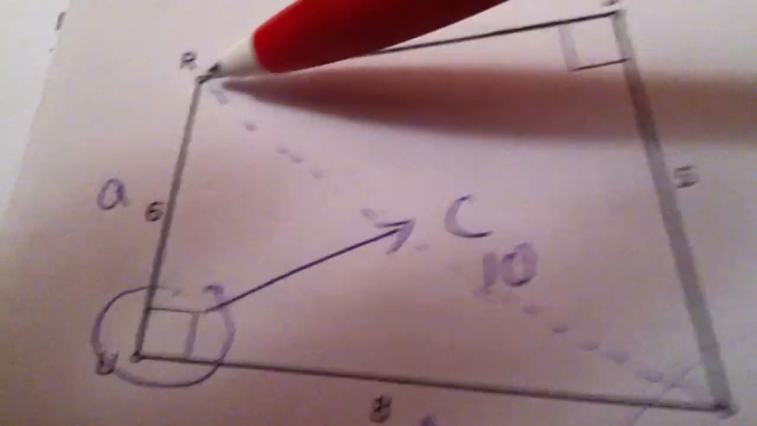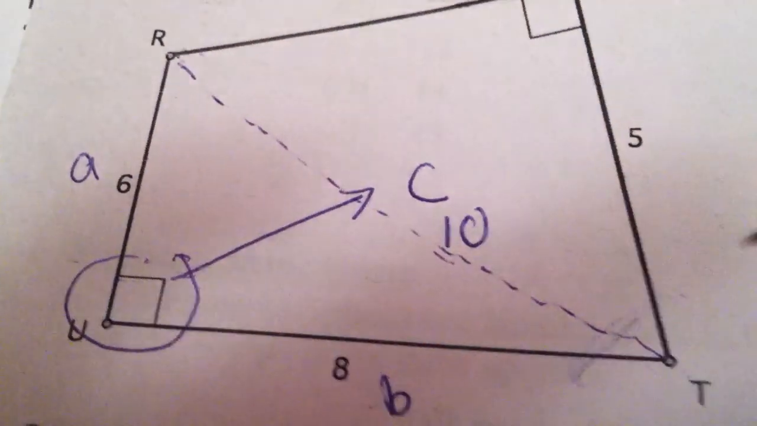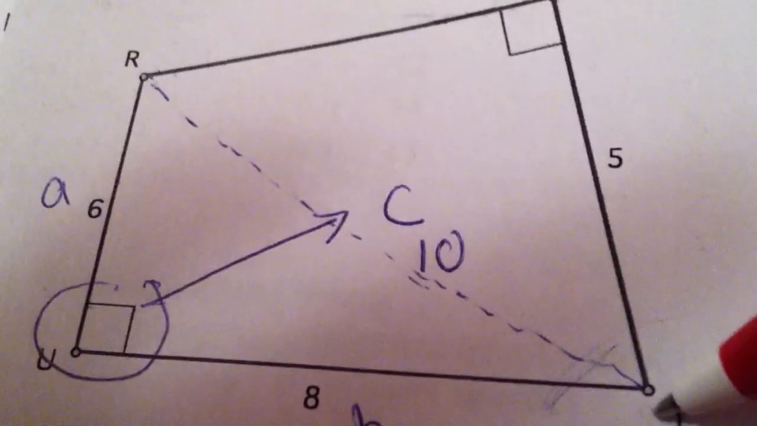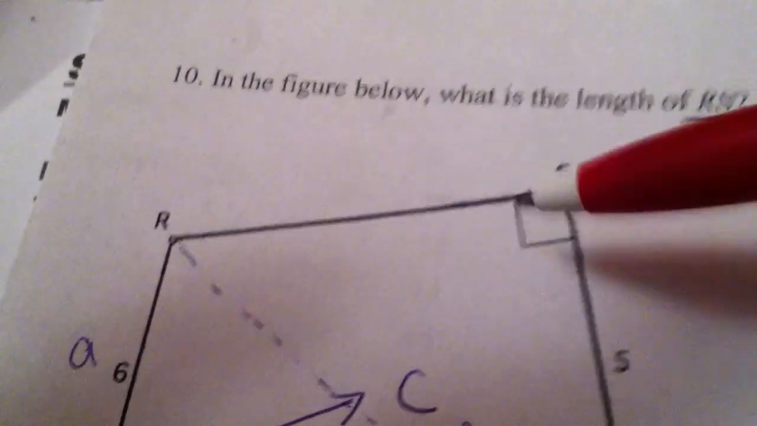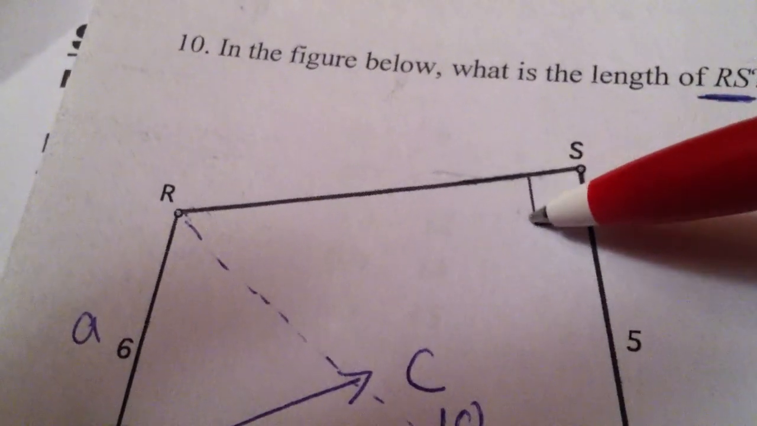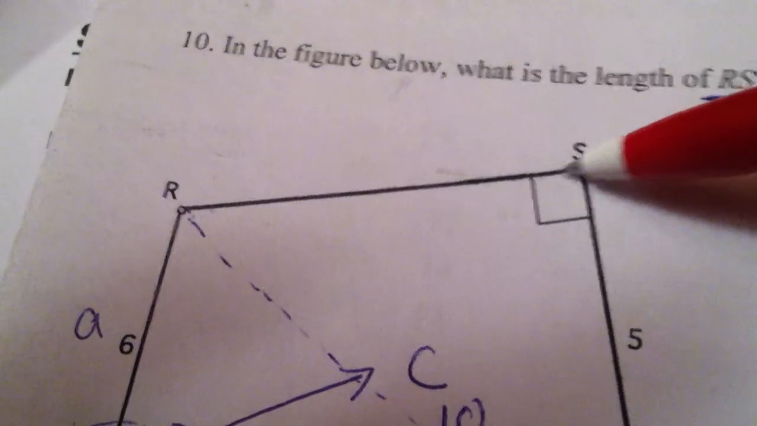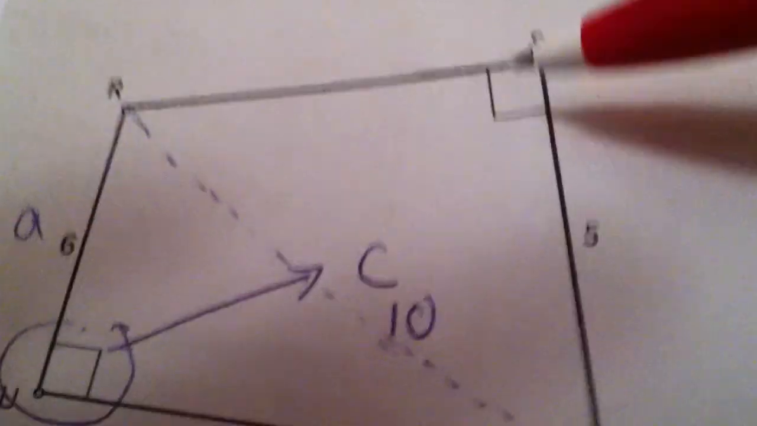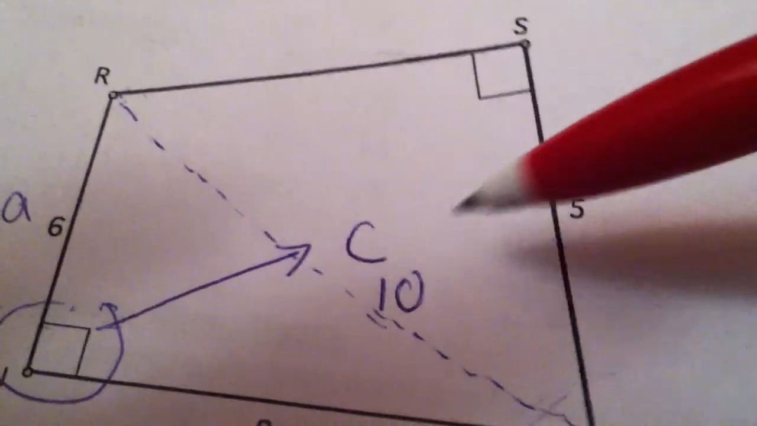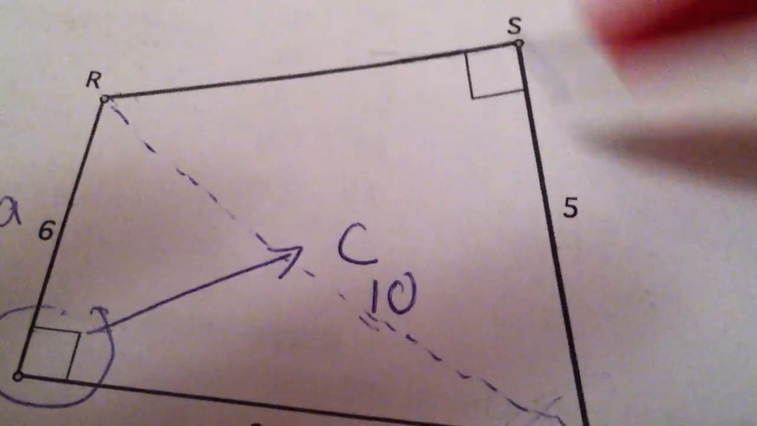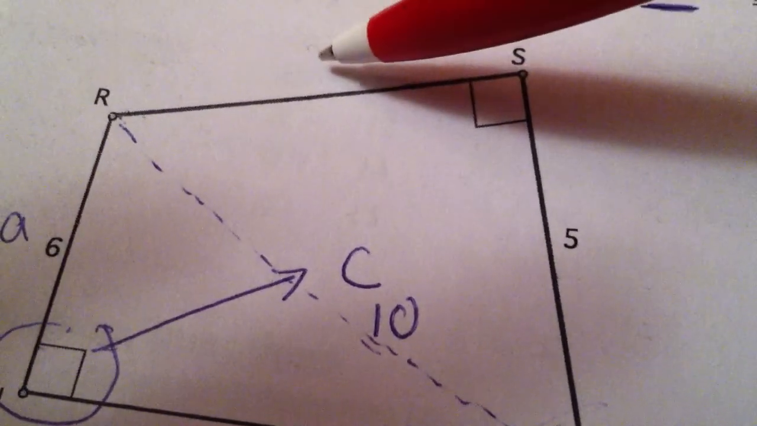Okay, now looking at my image, or this figure, looking at RUT, I was able to form a right triangle. And I also have a right triangle looking at RSU. The 90-degree angle is at this vertex S, or this angle. And again, I can use Pythagorean theorem because I know two of the sides. I know 10 and 5. So now I need to find this missing side.